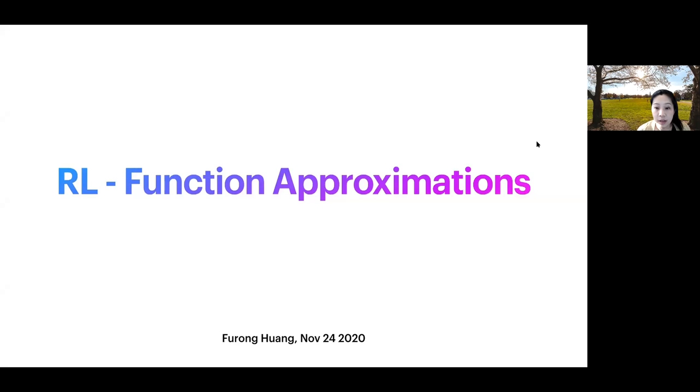Hey, welcome back everyone. So we will be talking about function approximations in reinforcement learning. And I hope this lecture will prepare us for understanding the more specific kind of function approximation using neural nets and so-called deep reinforcement learning later on.